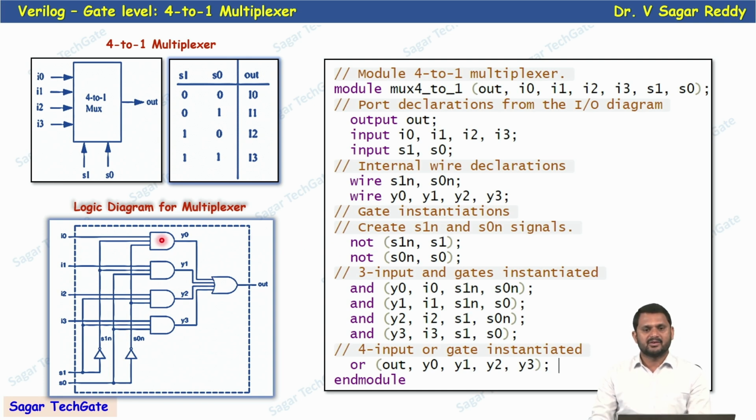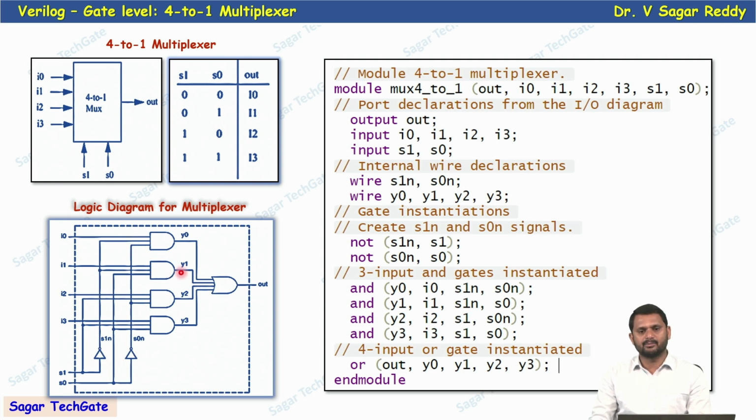So first, a NOT gate here. If I provide S1, I need to get S1 bar, S1 negation. Another NOT gate I instantiate with S0 as the input and S0N as the output. This is the negation, right? So now there are 4 AND gates. For the first AND gate, the output is Y0, and one input is I0. The next two inputs are S1 negation and S0 negation.